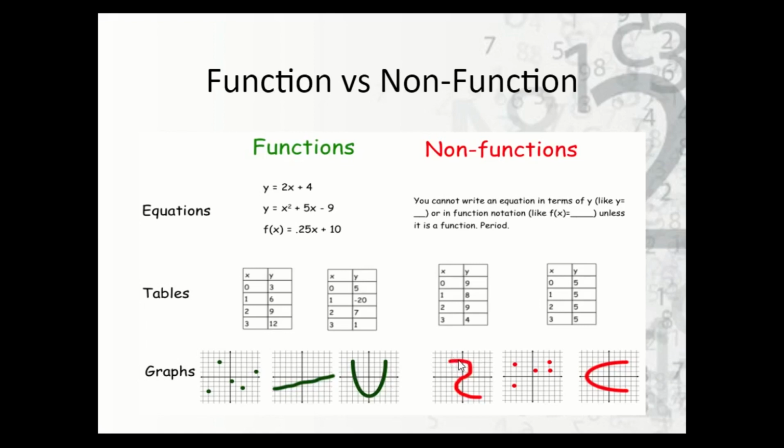Now, non-functions look something like this. Notice, if I pick an x value like x equals 0, when x is 0, y is this one, it's this one, and it's this one. So there's 3 different y values that match up. That doesn't work. Same thing here. If we look at this x value right here, there's 2 values there for y that make it true. So that doesn't work. Same thing here. If I pick x equals 0 here and here, there are 2 points. So again, not a function.